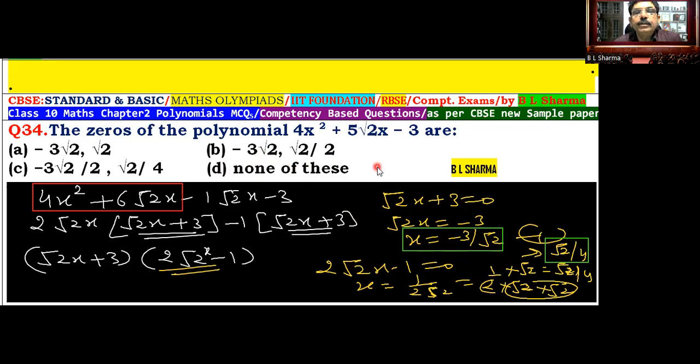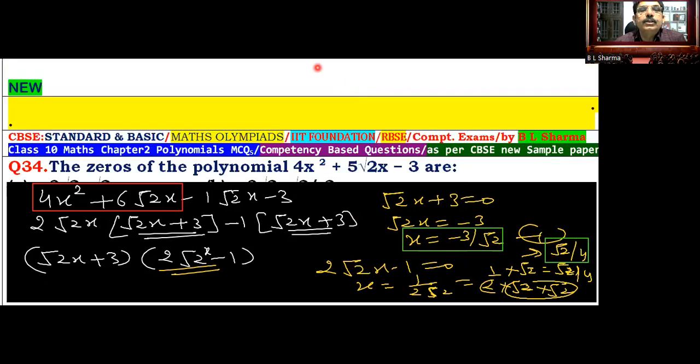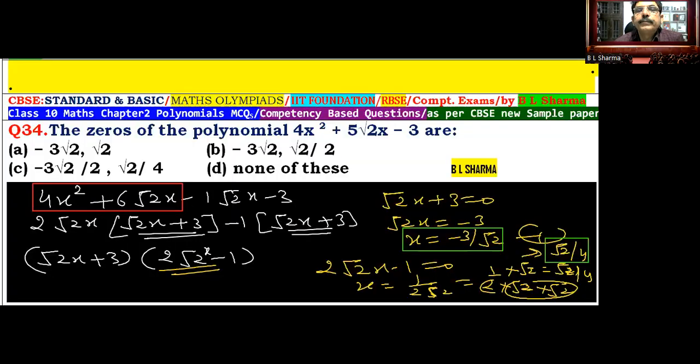But if you want to write the proper answer, then you can give the answer here. The two roots are one is -3 upon root 2 and the other is square root 2 by 4. These will be the correct answer. So I think the correct answer I have already given. So in this question, the answer is none of these.